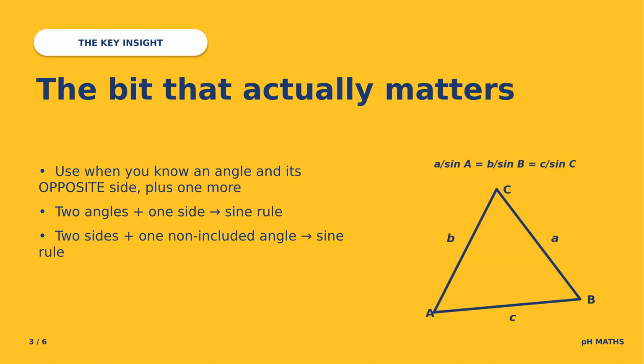Key insight: use the sine rule when you have an angle and its opposite side, plus one more piece of information. Two angles and one side, sine rule. Two sides and one non-included angle, sine rule. The pattern: wherever a known angle and its opposite side appear together, sine rule is your tool.